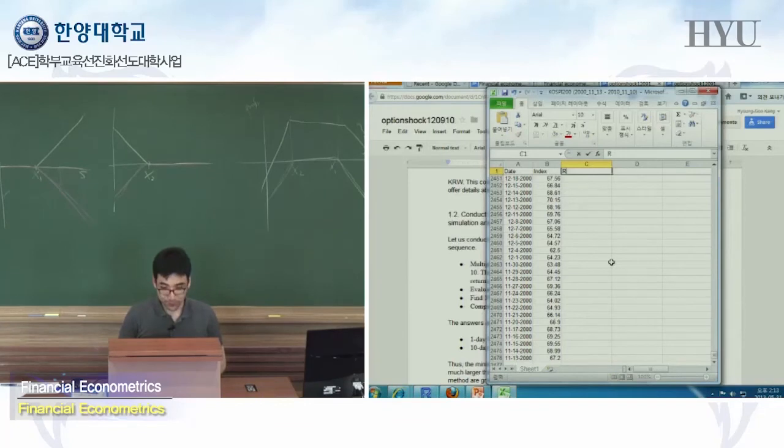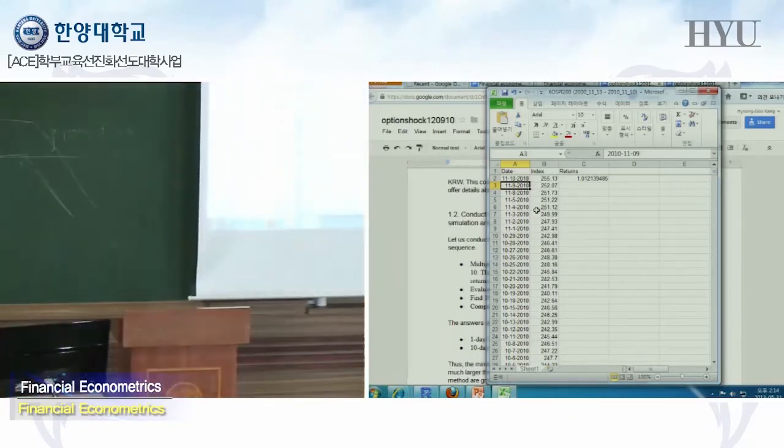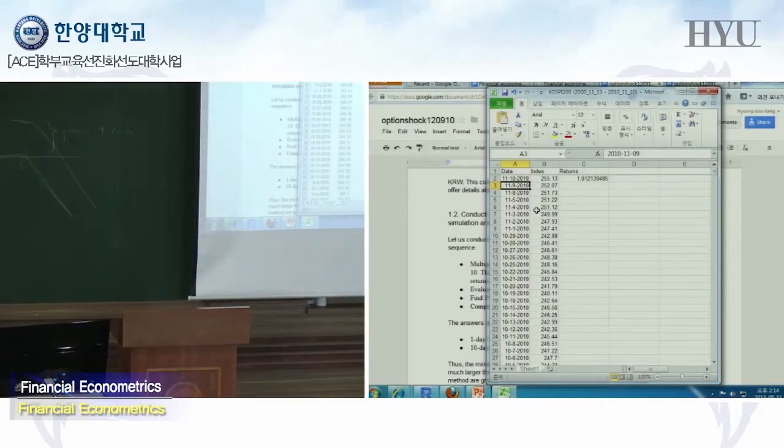Here, in this case, return is the ratio between this and this, right? One day before the option shop, the daily return was like 12%, right? So from November 9 to November 10, during the 1 day, the stock price moved not 12%, that is too large, it was 1.2%.